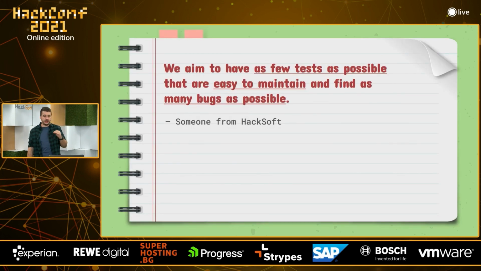So we ended up with a goal. We want to have as few tests as possible that are really easy to maintain and they find as many bugs as possible. How did we come to this? Well, the total opposite is if we have a lot of tests and they're really hard to maintain and they don't find any bugs, this would be a total disaster.